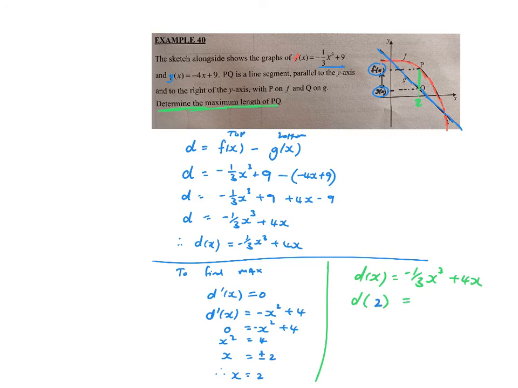So it's equal to negative a third times 2 cubed plus 4 times 2. So the distance at 2 is going to equal, what is that? Minus 8 over 3 plus 8. And what is minus 8 over 3 plus 8? It is equal to 24 minus 8 over 3, so 16 over 3 units. All right, so 16 over 3 units is going to be the maximum length.